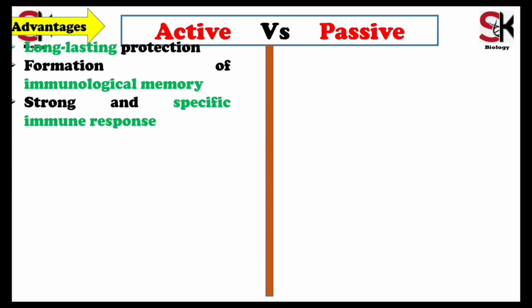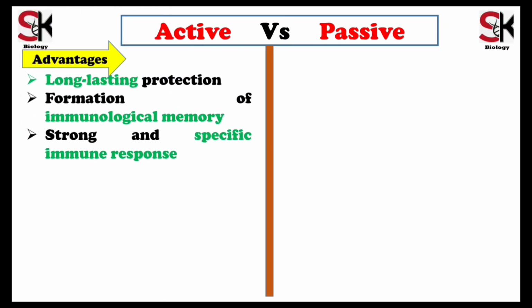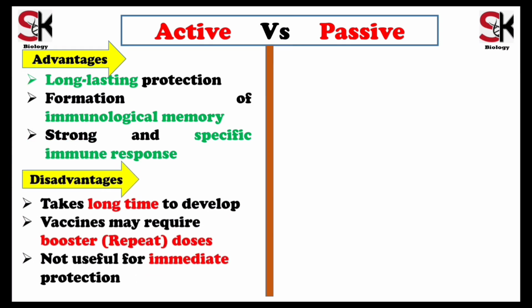Active and passive immunity both have advantages and disadvantages. In case of active immunity, it has advantages like long-lasting protection, formation of immunological memory, and strong and specific immune response. Disadvantages of active immunity are as follows. It takes a long time to develop. Vaccines may require boosters, that is repeated doses, and it is not useful for immediate protection.